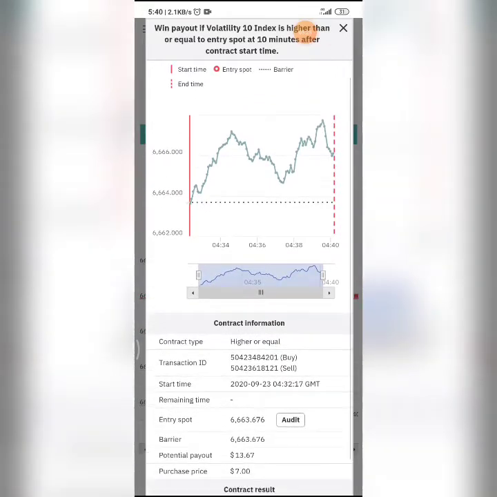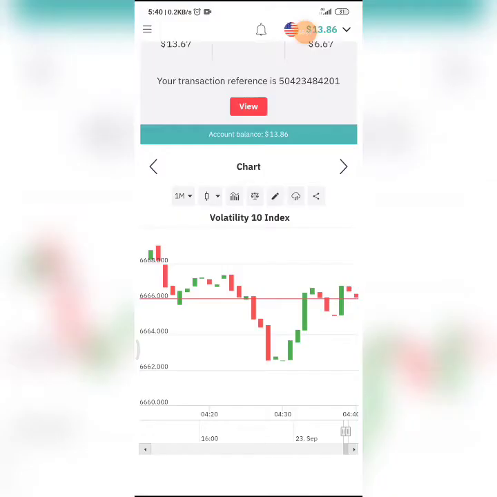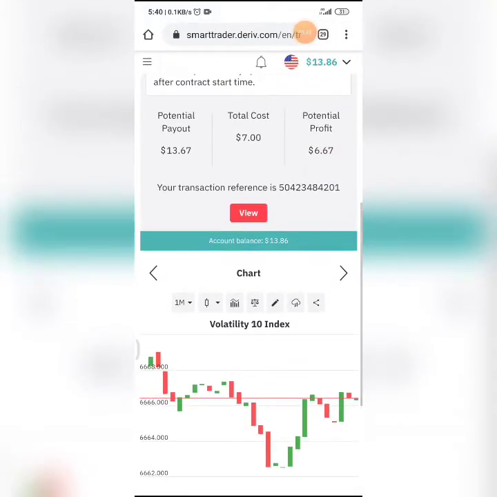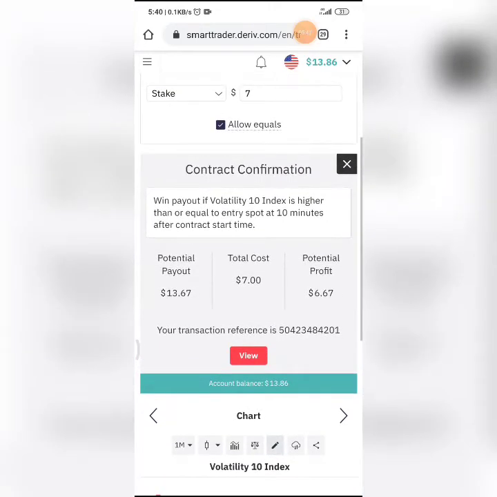I sold at this point, taking profit, and I got 6.05 on my $7. So the payout is gonna be 13.085. I'm just gonna close this right now, and you see my balance. I started growing this account. It was 0.77, and I've taken it to this point right now. So that's just it.